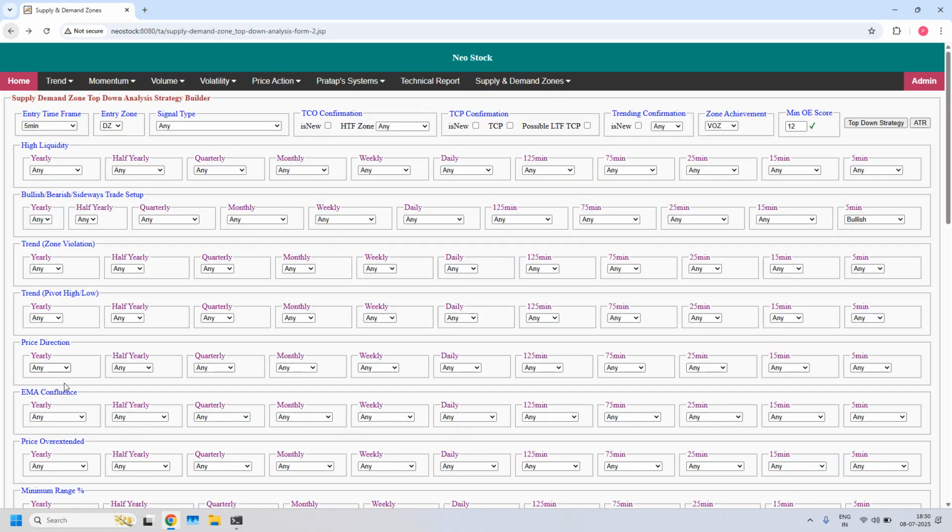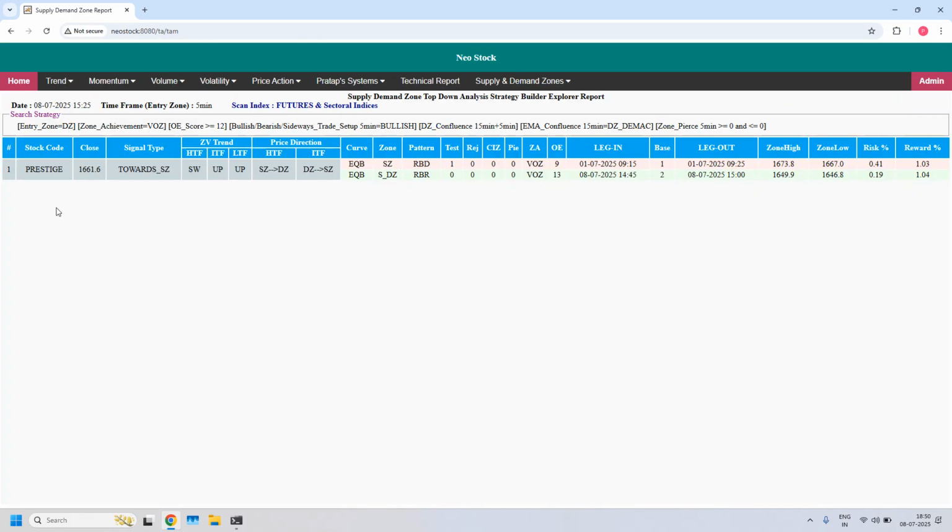Let us further filter with EMA confluence on 15 minutes time frame. That is 15 minutes demand zone with daily EMA confluence. One stock is filtered. That way this 5 minutes demand zone might have a higher probability to succeed, provided less than 20 checklist items are satisfied.